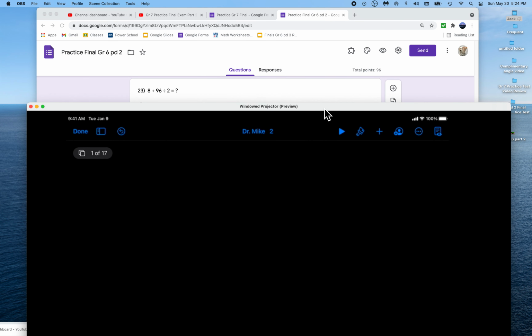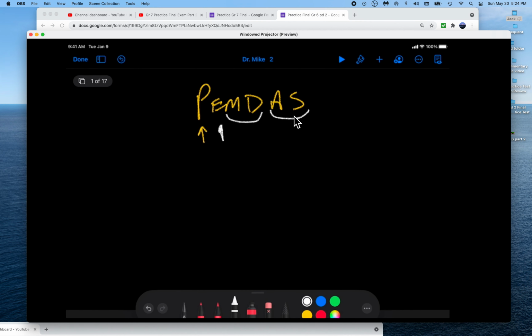So recall the acronym was PEMDAS, standing for parentheses, exponents, multiplication and division, and addition and subtraction. So notice, folks, I grouped these together. That's because multiplication and division have the same priority. Addition and subtraction have the same priority.